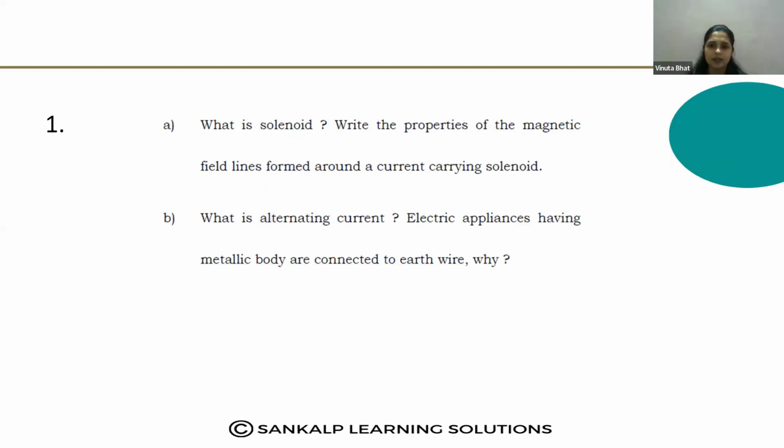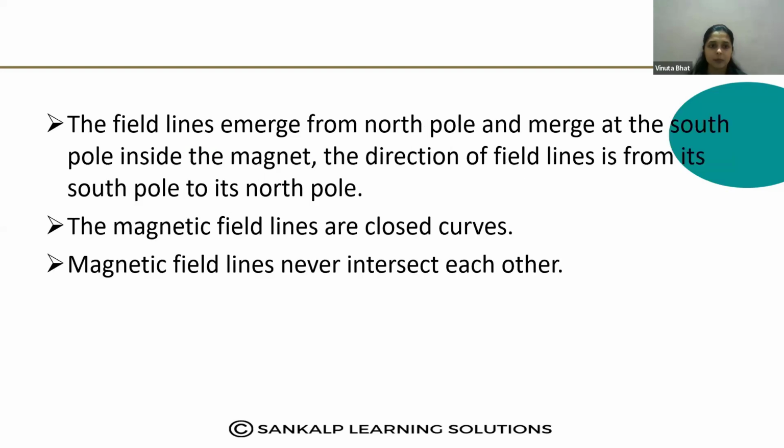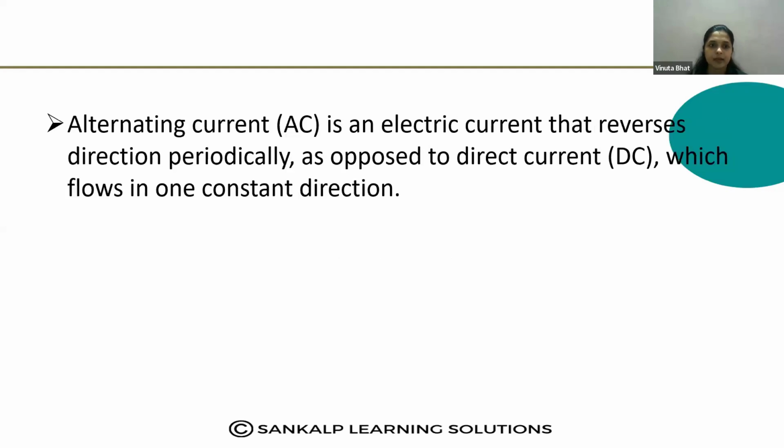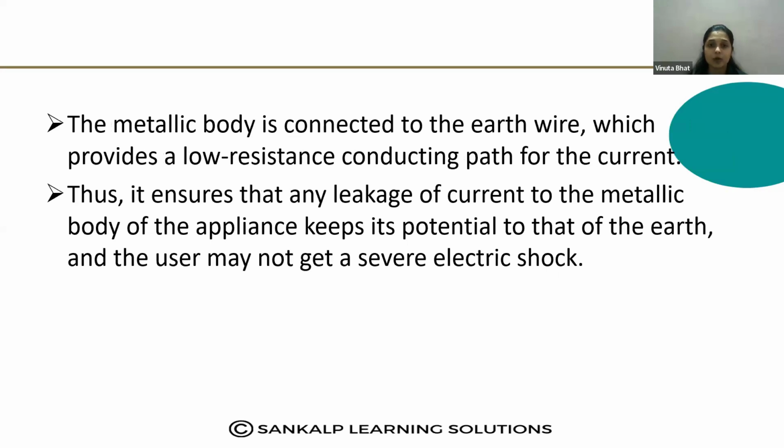Then, electric appliances having a metallic body are connected to the earth wire. Why? Here, the metallic body is connected to the earth wire, which provides a low resistance conducting path for the current. Thus, it ensures that any leakage of current to the metallic body of the appliances keeps its potential the same as that of the earth, and the user may not get a severe electric shock.